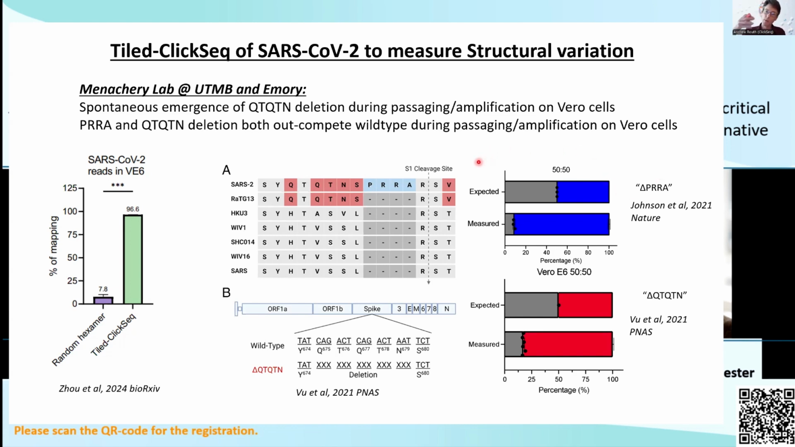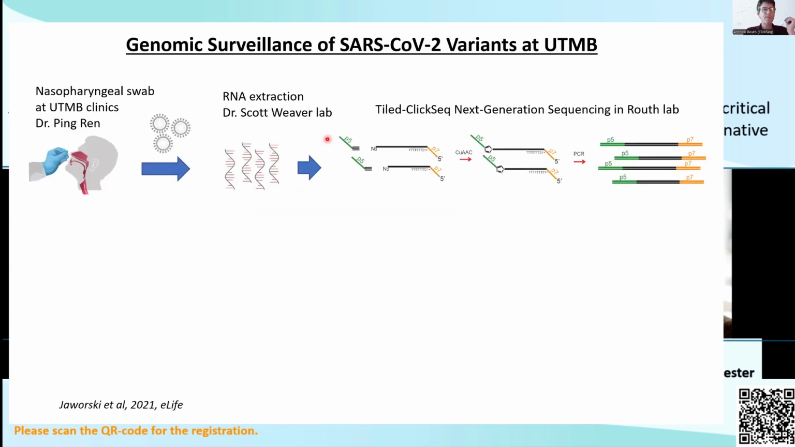And these studies are largely published. And so not only could we do this with cell culture-derived materials, we could also do this from animal studies as well, such as lung turbinates or from tracheal samples and from the nasal lavages in the lab. But these are all experimental settings, which are still quite favorable. So we want to do something more challenging. And so with Dr. Ping Ren and Dr. Scott Weaver at UTMB, we collected hundreds of nasopharyngeal swabs from patients who tested positive for SARS-CoV-2. We could extract the RNA, and we did the precise same Tiled-ClickSeq reaction for SARS-CoV-2.